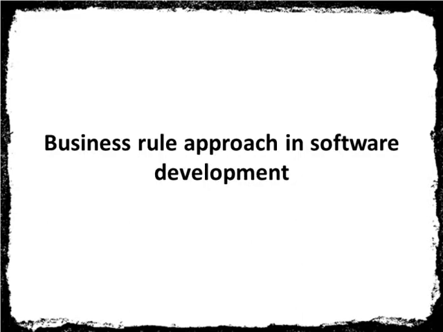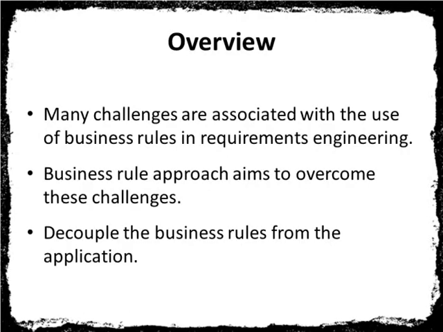So after knowing about business rules in general, now we are going to move to the business rule approach in software development. So basically, as an overview, we can see that many challenges are associated with the use of business rules within software systems. The main challenges are that there may be inconsistent implementation and also redundant implementation of the same requirements. To overcome these challenges, the business rule approach is there, so that there is a decoupling between the business rules themselves and the application.